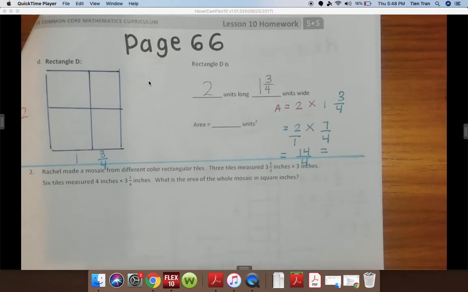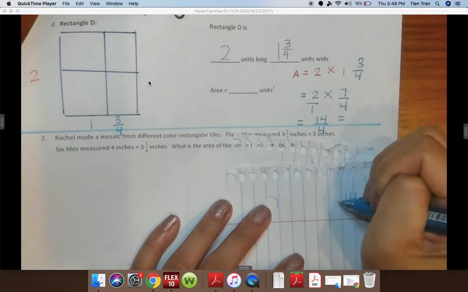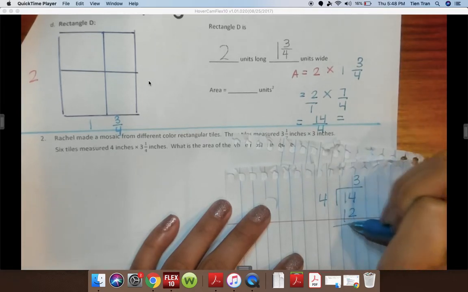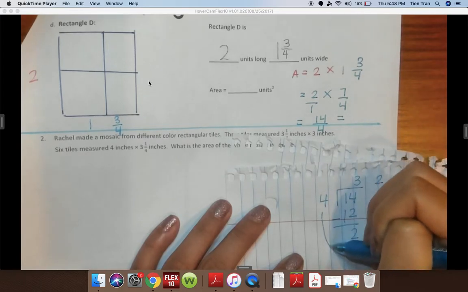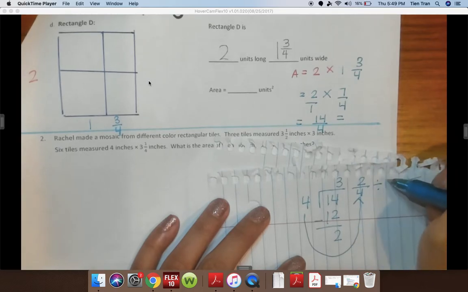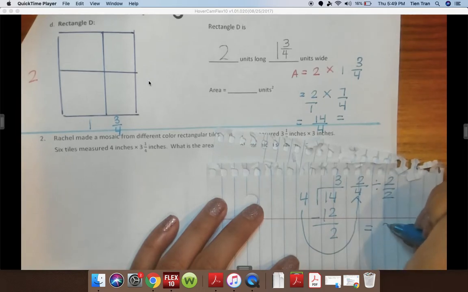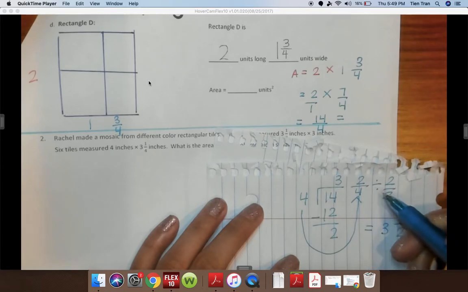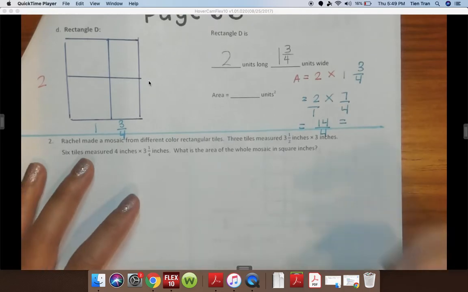Where is my scratch paper? Here it is. So I have 14 divided by 4. I know that 4 goes into 14 3 times. I subtract. 14 minus 12 is equal to 2. So my remainder is 2 as my numerator, and my denominator is 4. I need to divide the top and the bottom by 2 to simplify. So my final answer is going to be 3 and 1/2, because 2 divided by 2 is 1, and 4 divided by 2 is equal to 2. So my final answer is 3 and 1/2.